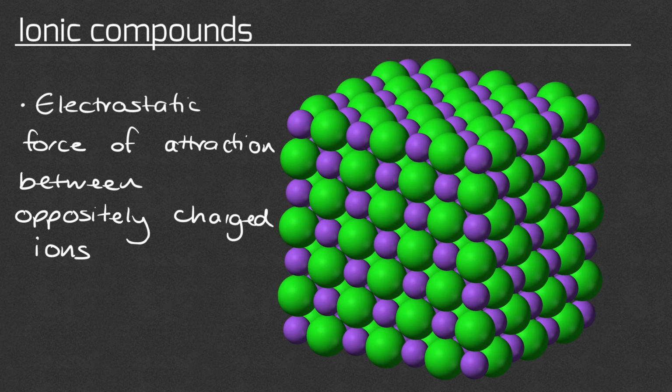Ionic bonding is the electrostatic force of attraction between oppositely charged ions. So it's the electrostatic force of attraction between the sodium ions and the chloride ions.